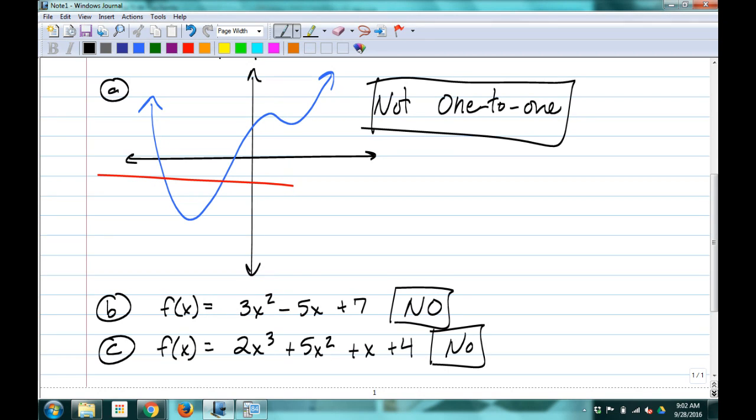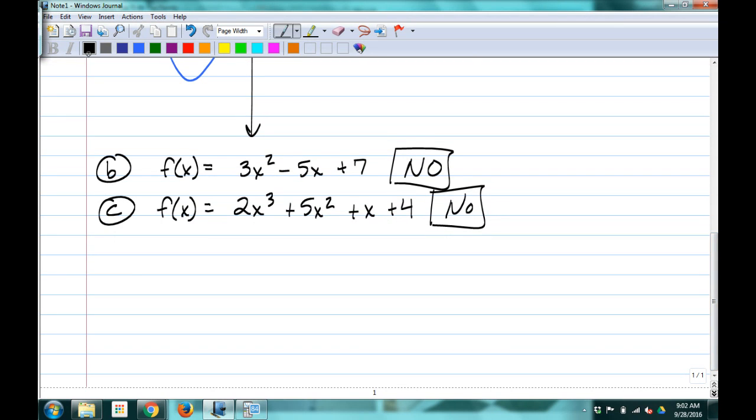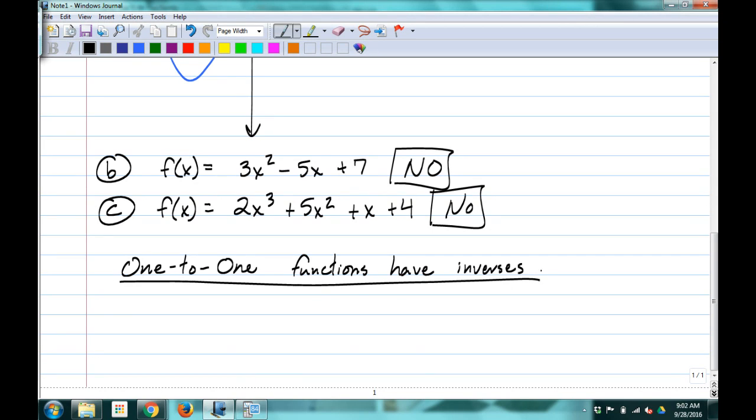If it is one-to-one, then we can find an inverse of that. One-to-one functions have inverses. If it's not one-to-one, it doesn't have an inverse that is a function. You may be able to find an inverse, but it's not going to be a function. One-to-one functions have functions that are inverses of them.